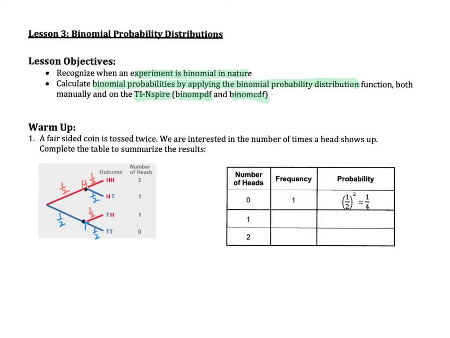So the warm-up, you could actually just pause here and try the warm-up on your own. I'm going to take you through the first example, then I want you to do number 2 and number 3 on your own, and then you can come back and see how you did. So on this first example, it says a fair coin is tossed twice. We are interested in the number of times a head shows up. Complete the table to summarize the results.